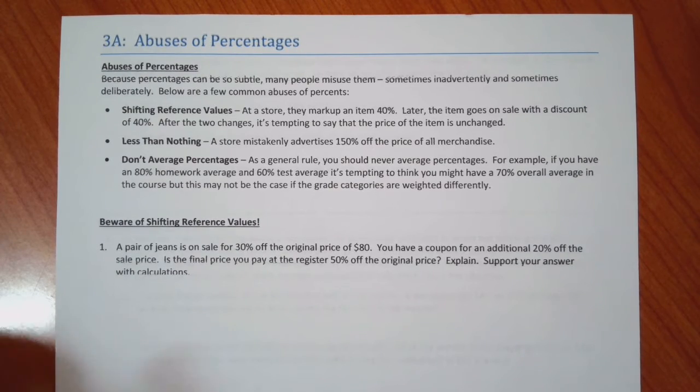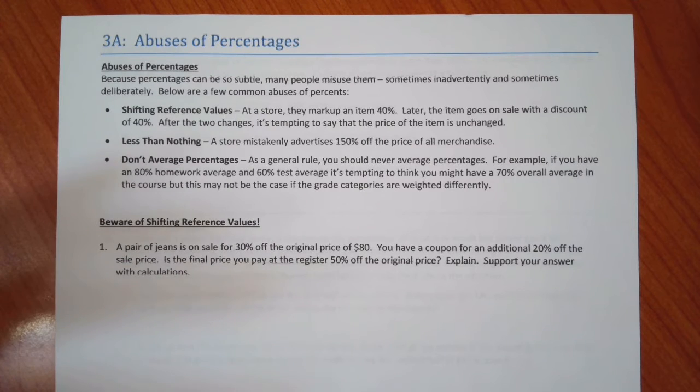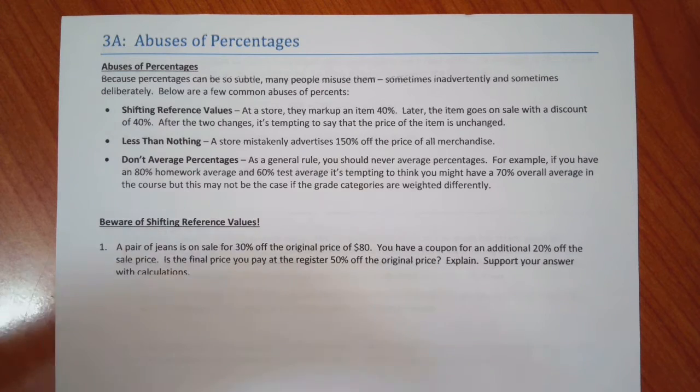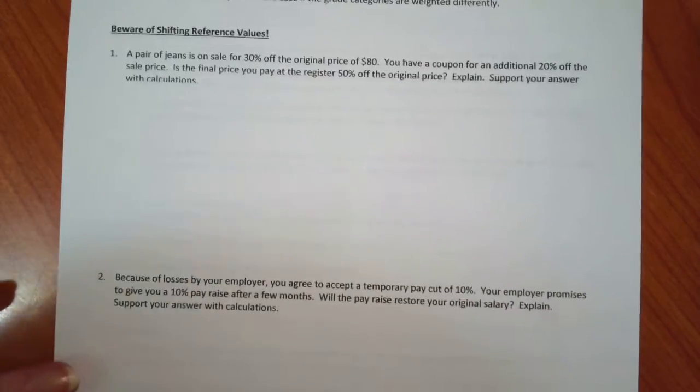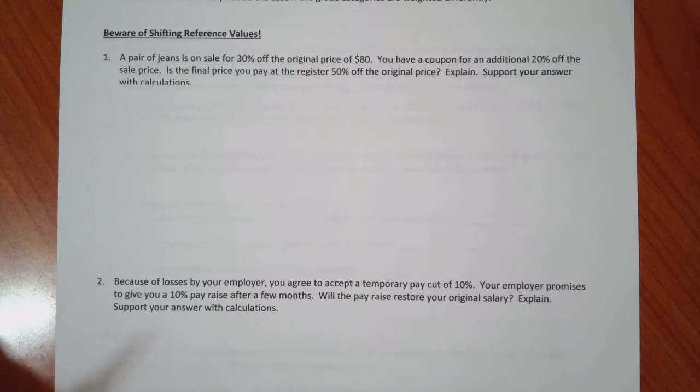It says, you see the sale advertised that it's 30% off, and then you get a coupon in the mail that says take an additional 30% off. Well, if you think you're getting 60% off, you're incorrect. So let's talk a couple of examples and show how both of these work. The first one does talk about a pair of jeans. It's on sale for 30% off the original price of $80. You have a coupon for an additional 20% off the sale price.